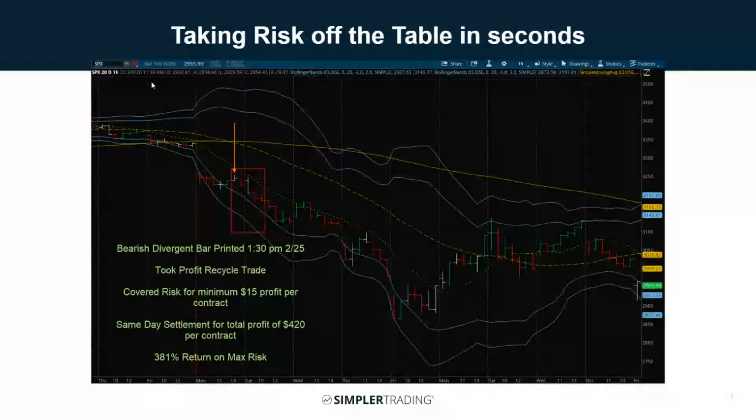I covered it for a minimum $15 profit per contract. So what I did is I took all my risk off the table. I had a $15 worst case scenario on the trade per contract. And then I had basically a free bonus trade where going into the close that day, I was able to take a total profit of $420 per contract. So the worst case scenario on this trade was $15 of profit per contract. I was able to gain at the settlement an additional $405 to make a total of $420 per contract, which was a 381% return on max risk.